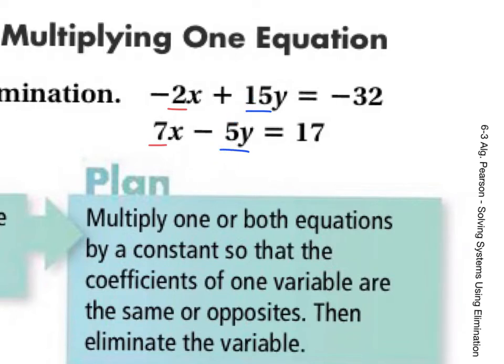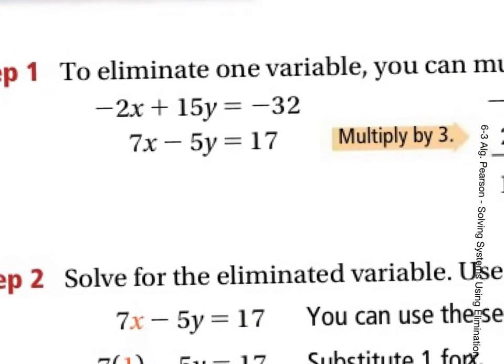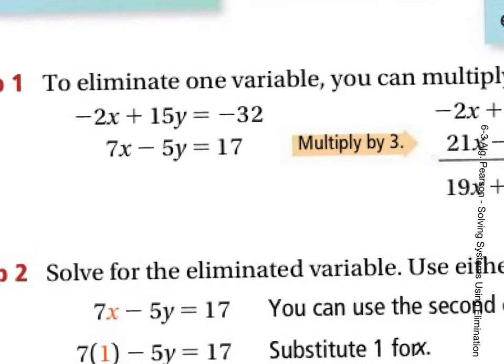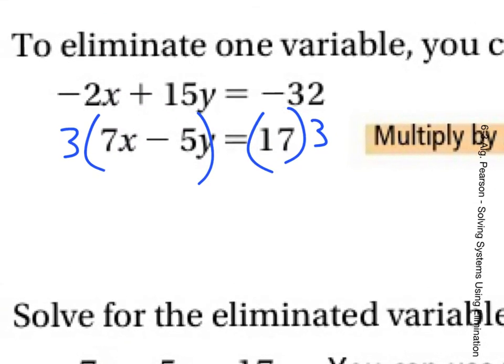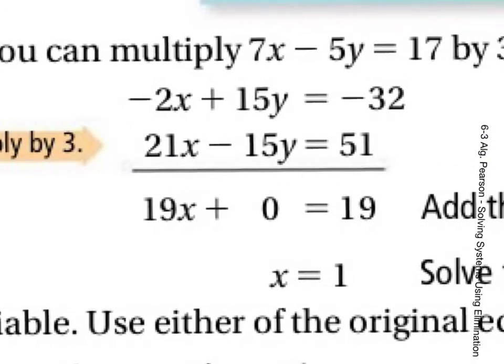Now remember though, we don't want them to exactly match up. We want them to be opposite so that they'll cancel. The second equation does have a negative or subtraction sign in front of it, so we're already in good shape. So you can see what the book is doing here is they are saying, let's multiply the second equation by 3. Now they didn't really show multiplying it by 3, but that's what they were doing right here. So they're multiplying by 3, and that gets them to this 21x minus 15y equals 51.